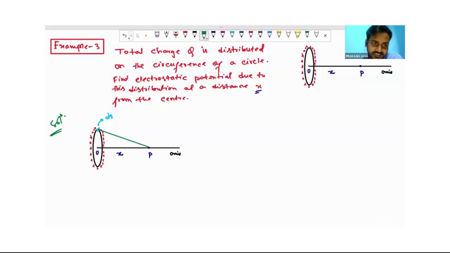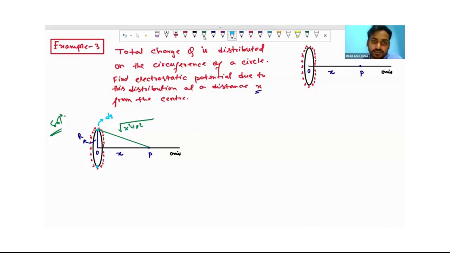See, if I take the radius to be r, this is the radius r, then what will be the distance? This distance will be, see, this forms a right angle triangle. Here one length is r and x is the other, and the hypotenuse will definitely be the square root of x square plus r square, isn't it? Now let us check, suppose I take one more elementary charge here.